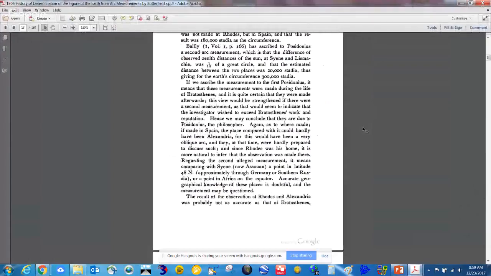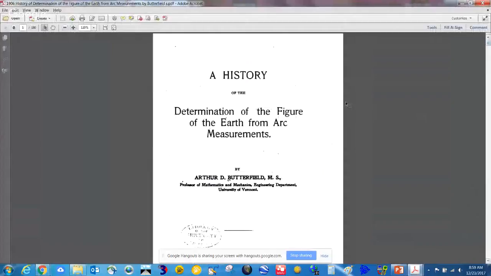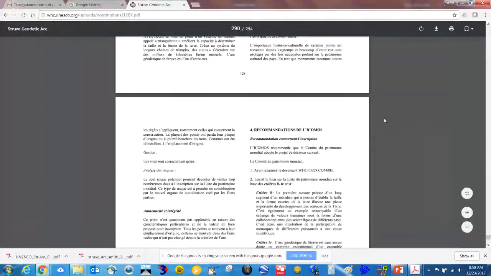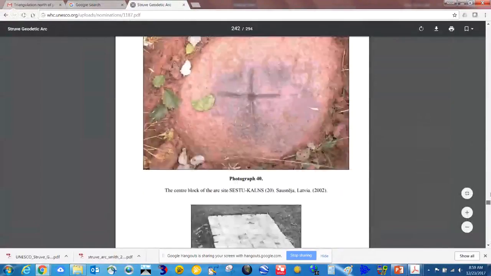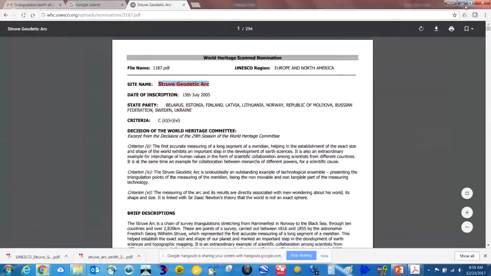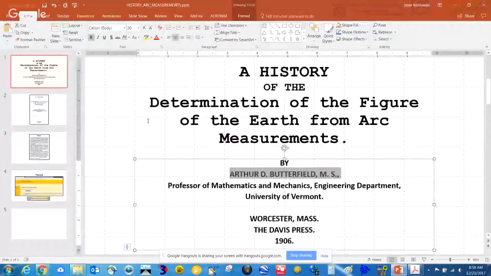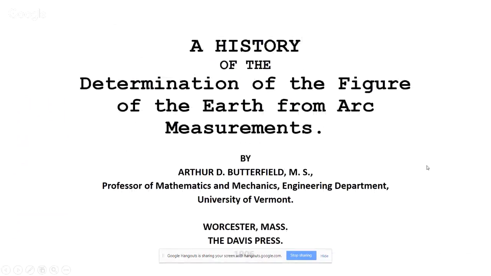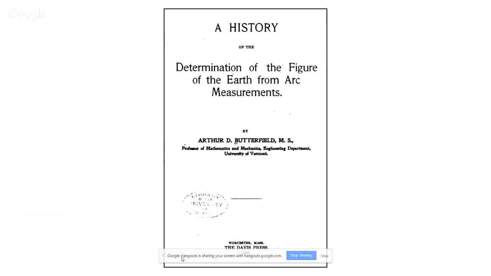And what is it that I'm doing? I'm gonna start reading from this book, sharing some of the research. Let's see here. It's got a PowerPoint started. Of the Determination of the Figure of the Earth from Arc Measurements by Arthur D. Butterfield. This book was written in 1906.